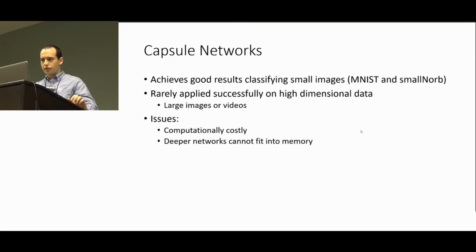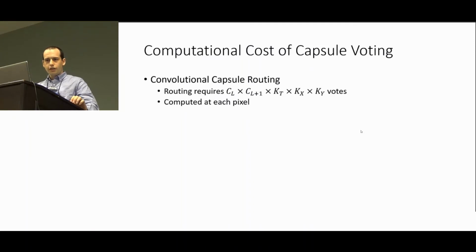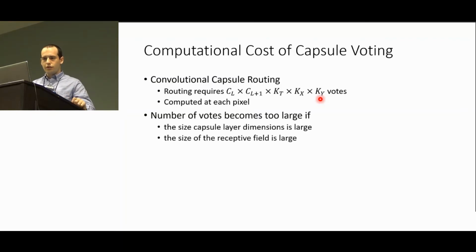I'll briefly explain the computational cost of capsule routing. If you think of convolutional capsule routing between two layers, C_L represents the number of capsule types in layer L, and C_L+1 is the number of capsule types in the second layer, and K_T, K_X, and K_Y is the receptive field of the second layer capsules. So for each capsule in the second layer, it has to calculate this many votes, right? And each vote could be a 16-dimensional vector. So if you compute that at each pixel, the number of votes becomes very large, and it's very difficult to fit these into memory. The number of votes becomes large if either the size of the layer is large, so if you have a large video input with a great number of pixels, or if the receptive field is large.